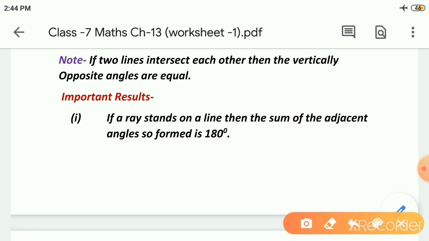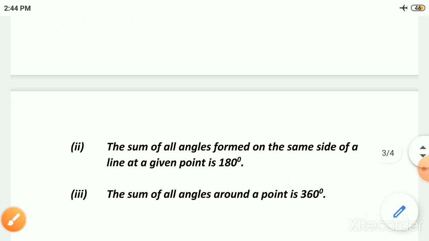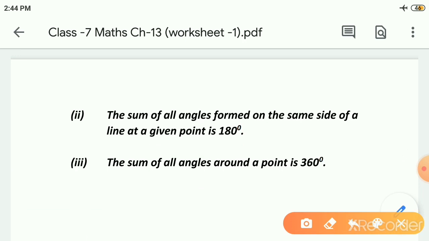Just now I discussed that if a ray stands on a line, suppose I am making this line, this is a line. Now a ray stands on this line. There is one side arrow. So if a ray stands on a line, the sum of the adjacent angles, you can see the adjacent angles, will be 180 degrees. Okay, always remember this point. It will help you in solving questions.